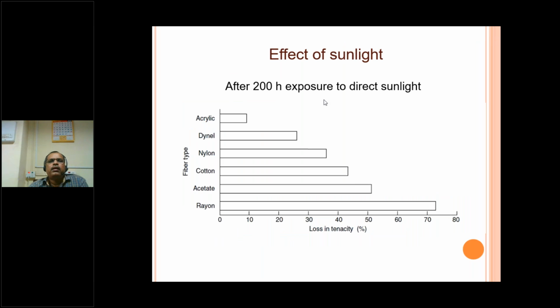So one main property is the effect of sunlight. You can see that there are different fibers: acrylic, denier, nylon, cotton, acetate, rayon. Cotton is a natural fiber, and some are synthetic fibers. You can see the loss in tenacity percentage after 200 hours of exposure to direct sunlight. Acrylic has a very low loss in tenacity, and rayon has a high loss in tenacity. It depends upon the different polymeric structure of the fiber.